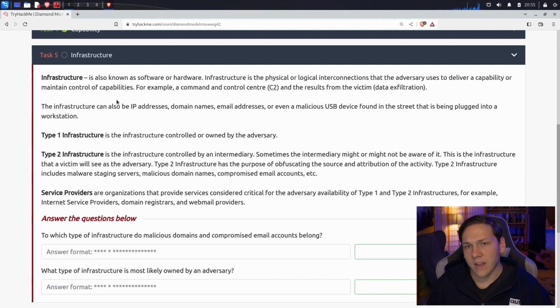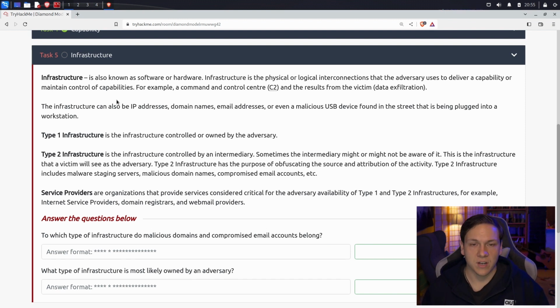Infrastructure. Infrastructure is also known as software or hardware. Infrastructure is the physical or logical interconnections that the adversary uses to deliver a capability or maintain control of capabilities. For example, a command and control center, or C2, and the results from the victim, data exfiltration. The infrastructure can also be IP addresses, domain names, email addresses, or even a malicious USB found in the street that is being plugged into a workstation.